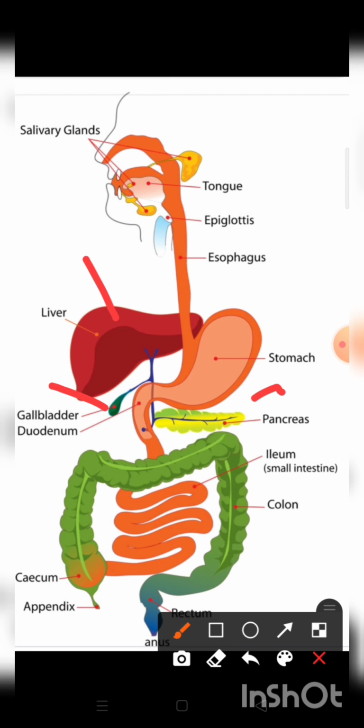Again, the pancreas is a large cream-colored gland located just below the stomach. The pancreatic juice acts on carbohydrates, fats, and proteins and changes them into simpler forms. The partly digested food now reaches the lower part of the small intestine, where the intestinal juice completes the digestion of all components of the food.